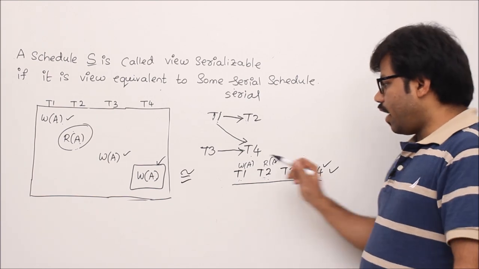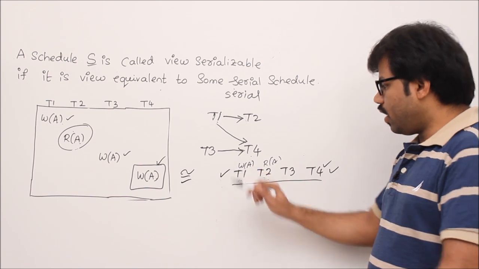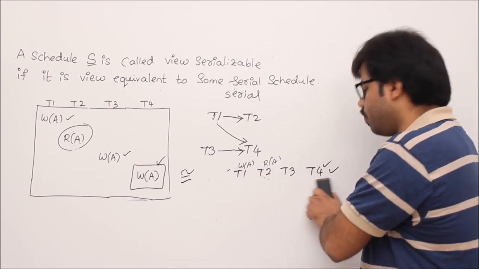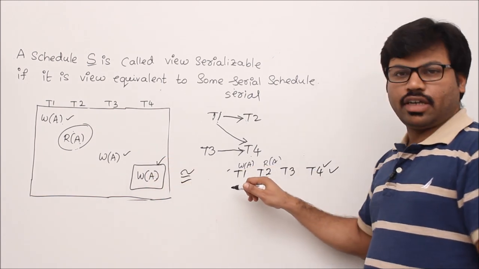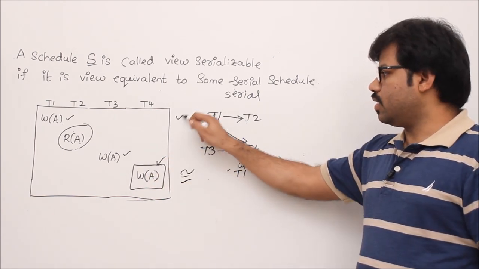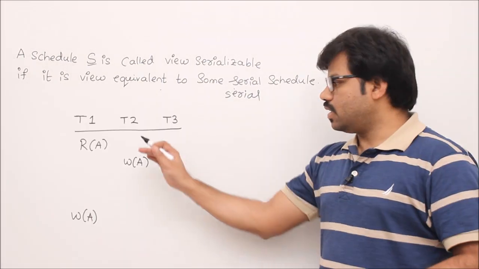So finally, I formed some conditions and I got some serial schedule, right? So definitely this is the schedule which satisfies view equivalence. That means this schedule is view equivalent to this schedule. So this is serializable. Now we'll see some more so that you get experience. That's it. See this example.